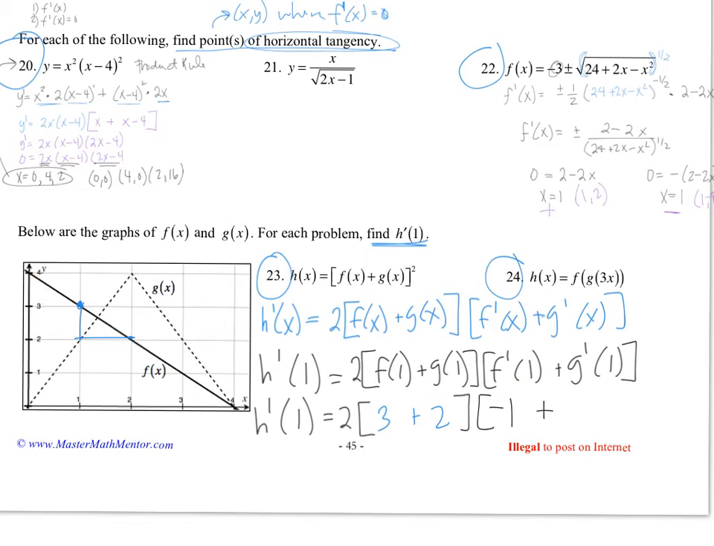Plus g prime of 1. G prime of 1, let's go to 1 here. And our slope at 1 looks like it's positive because it's going up. And it's going up 2 over 1 to get to the next point. So up 2 over 1, so that's positive 2. All right, and now we will do our basic arithmetic to get our answer of 10. So h prime of 1 equals 10.